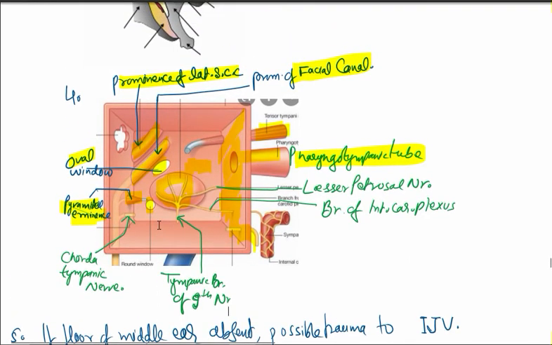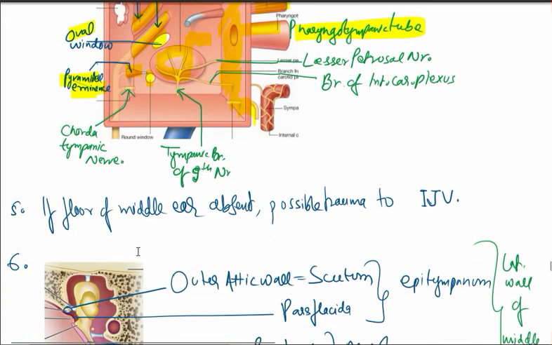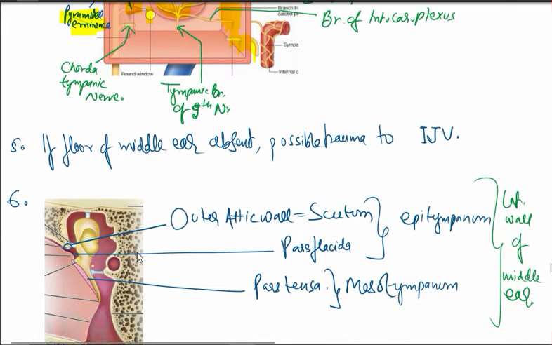So what will happen if this middle ear medial wall is absent? The internal jugular vein, IJV, will be very prone to damage by surgery. Next one, if the floor of the middle ear is absent, there is possible trauma to the internal jugular vein during ear surgery.